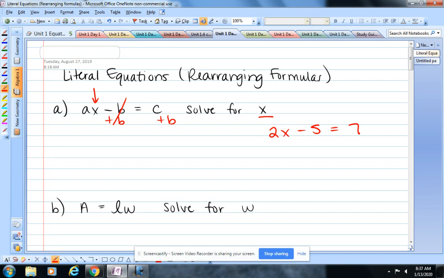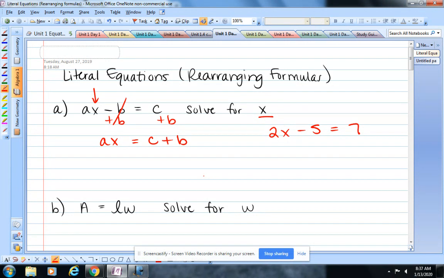Now, do I know what C and B are? No. All I know is that they're different variables, so they're not like terms, are they? No. So when I combine them, I don't know what they are, and I can't combine them, so I'm going to leave AX, because that's all that's left on the left, equals, and we have to leave it C plus B, because they're not like terms.